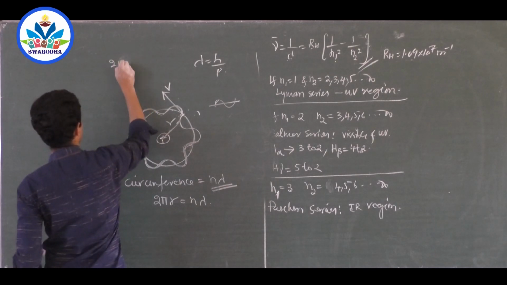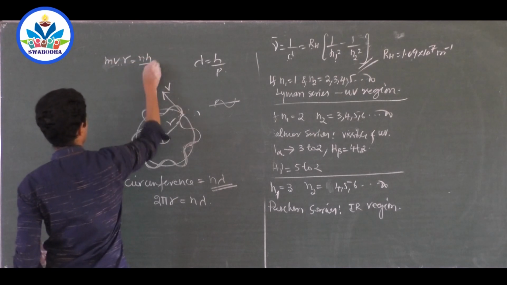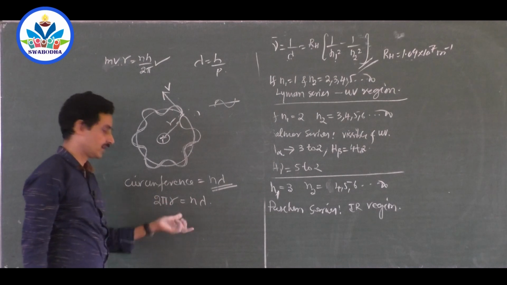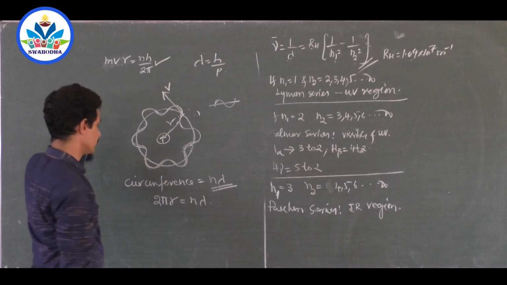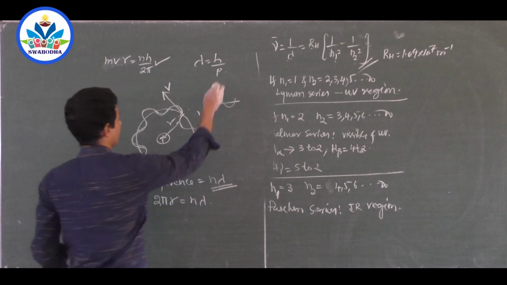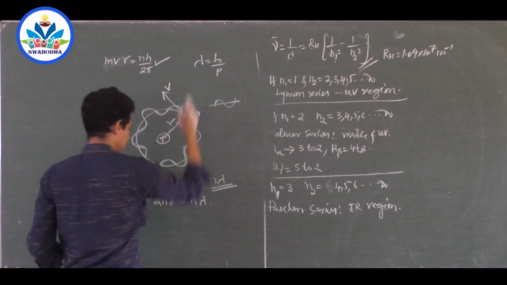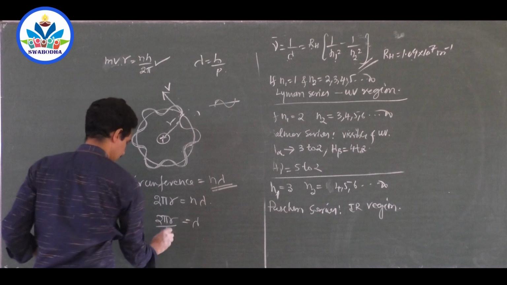Angular momentum, moment of momentum, must be equal to nh by 2 pi. This is what Bohr said. De Broglie, by assuming this, was able to reach this conclusion. Now substitute for lambda. What is lambda? Lambda is equal to 2 pi r by n.